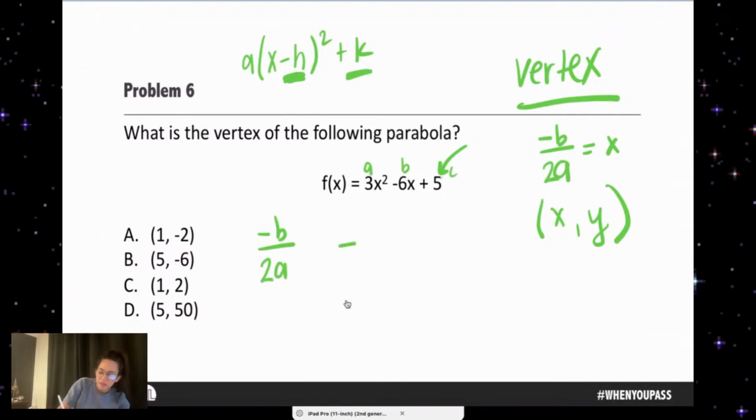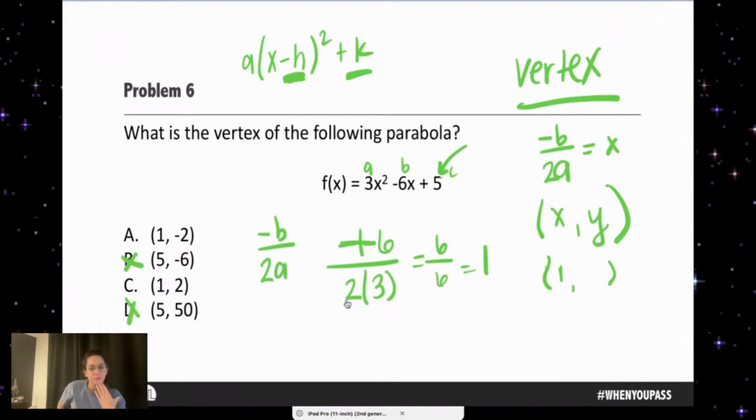So negative 6 over 2 times 3. Negative times a negative is a positive. 6 divided by 6 equals 1. So that is the x part of my vertex. So I can get rid of b and d.